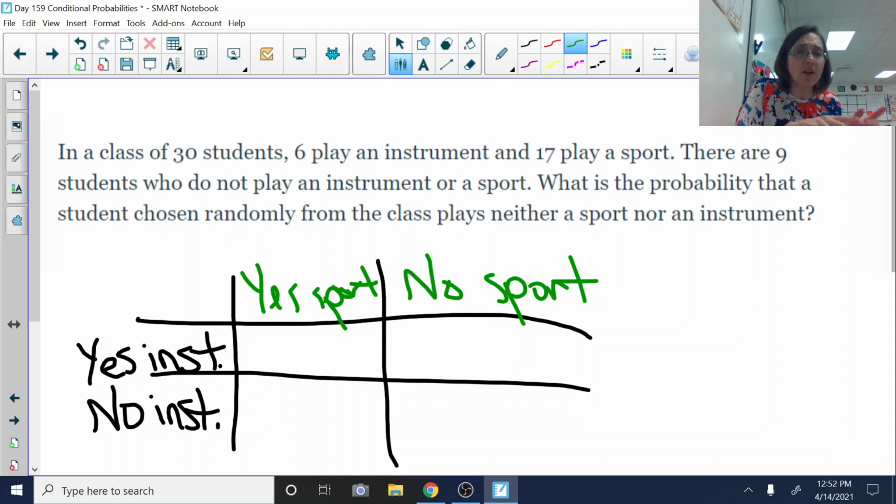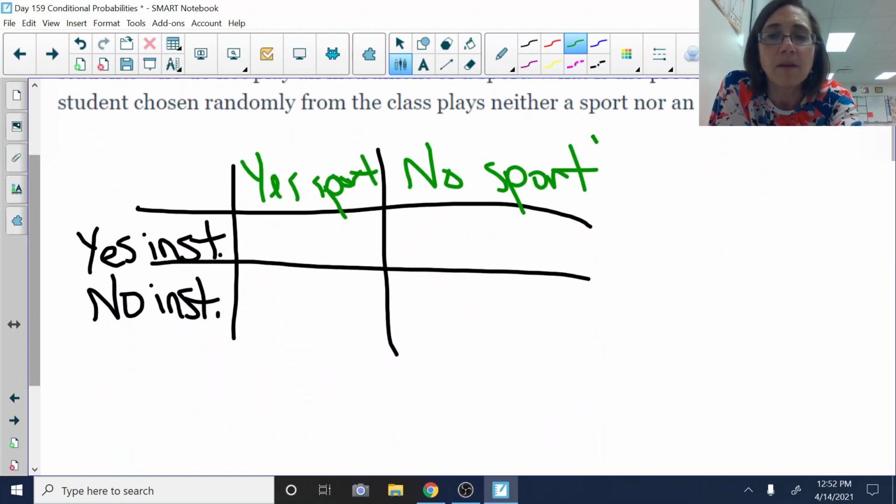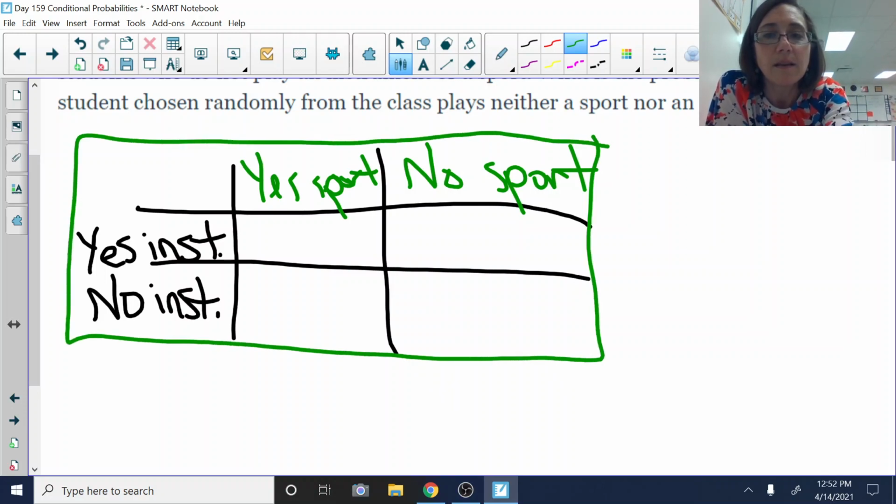So we've got 30 kids all together. So what that means is if you add up all of the boxes, there would be 30 in all 4 of these boxes. I'm going to frame this out a little bit. And I'm going to extend these so I have some room to work.